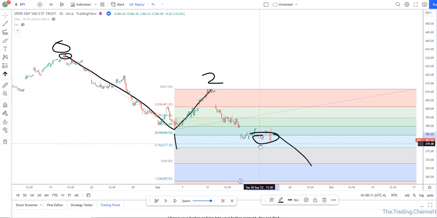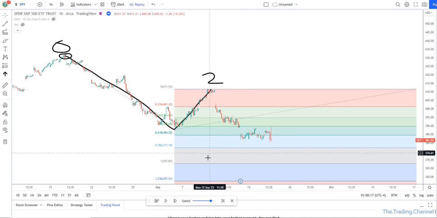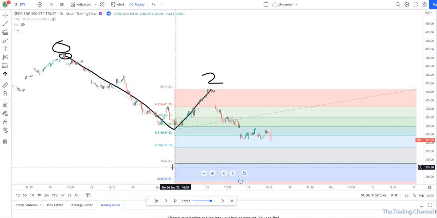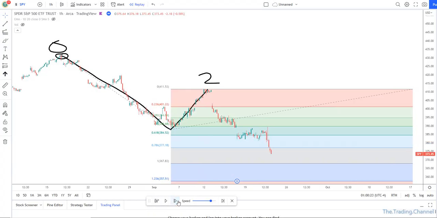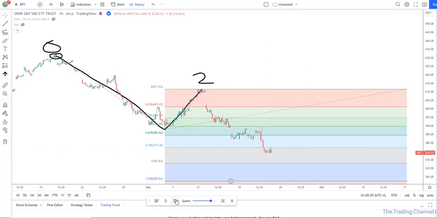As of today, assuming this is live, right now we are here at 381. Where is the next support? 377, 367, and 357, right? That is the next support. You can see that when it came to here, it just went down. That means it's totally useless already. It's not even helping anything, right?